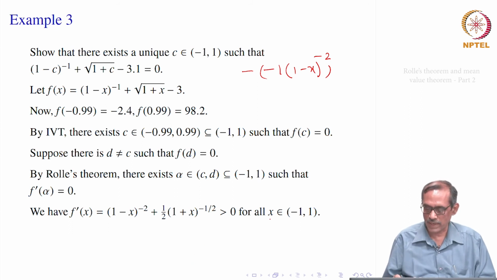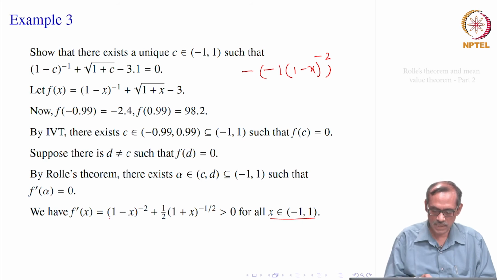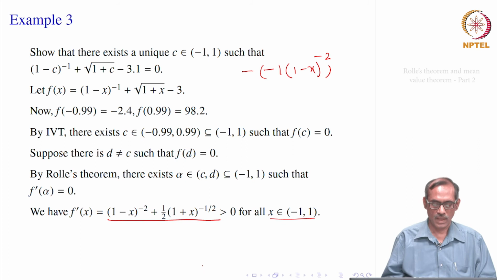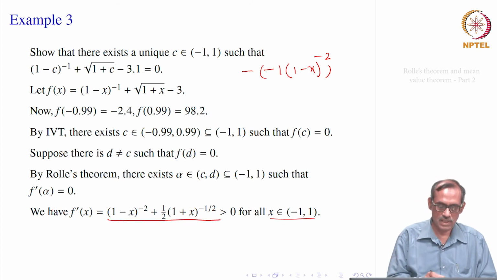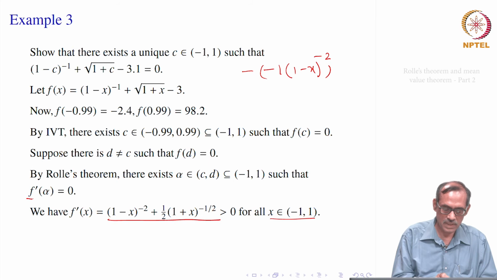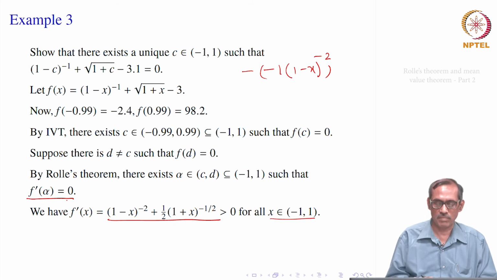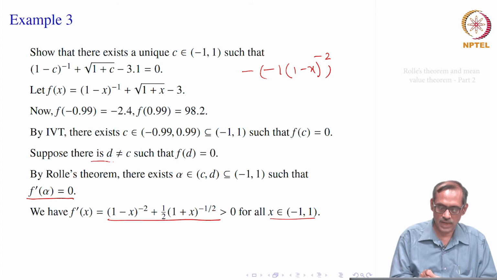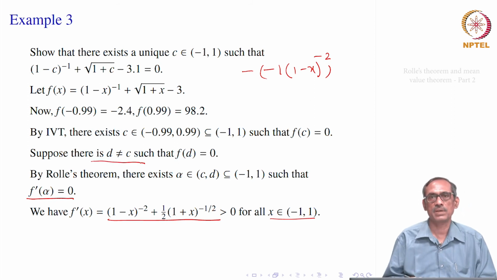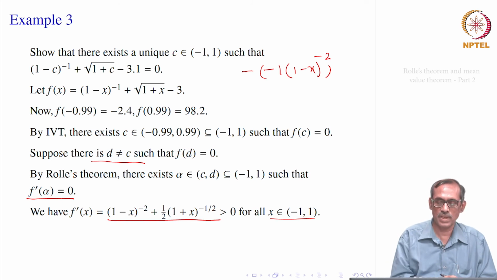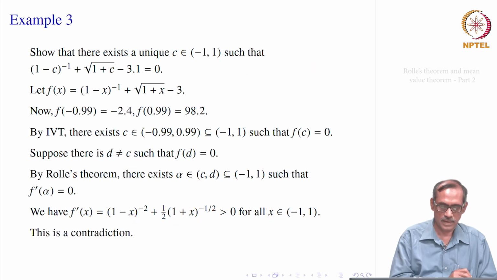Now, when you take x between minus 1 to 1, this expression is always greater than 0. It is 2, here also 2. So, it is always greater than 0. Now, since f prime is greater than 0, it contradicts our earlier derivation that f prime alpha equal to 0 for some alpha. So, that means our assumption that there are 2 points such that f c equal to 0 and f d equal to 0 is wrong. So, that proves that there is a unique c such that this equation is satisfied with that particular c. Okay.